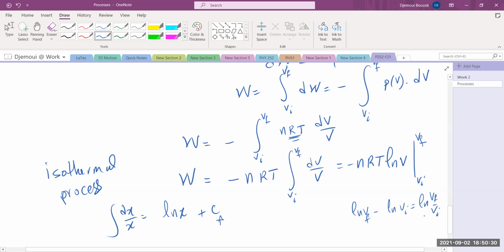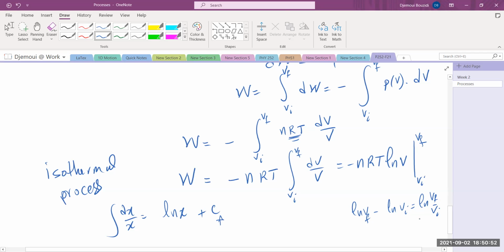Do you guys remember this property of the natural log from your calc classes? Yes, no, maybe? Does this ring a bell from your math classes? Yeah, I remember. I took calc like over a year ago, calc 2.